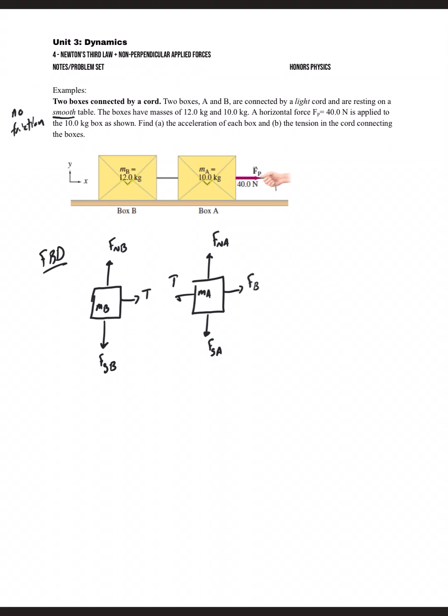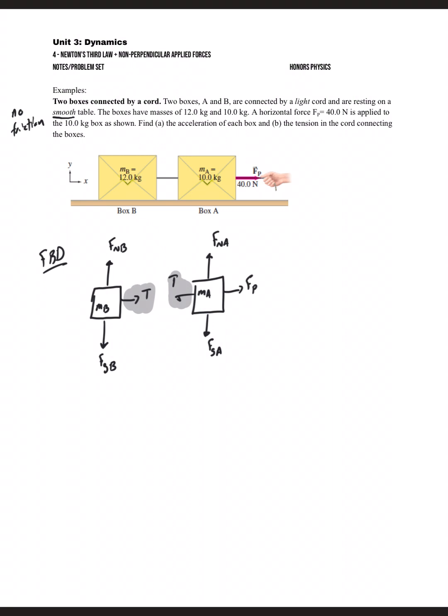Here we have box A. It has four forces acting on it: the force of gravitation down, the normal force pointing up, the tension pointing to the left, and then the force of the pull pointing to the right. Notice how we have the two tensions pointing to each other. A problem like this is an example of Newton's third law. We have an equal and opposite reaction in the tension that is connecting those two boxes.